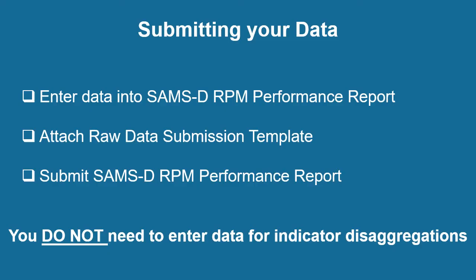Once your raw data submission template is prepared, you need to enter your data into the RPM performance report. You will need to include the aggregate indicator value for each indicator, but you are not required to enter indicator data for disaggregations. Even if your indicator lists disaggregations, you do not need to enter any data for these. After your data is entered, you will attach your raw data submission template and submit your RPM performance report.